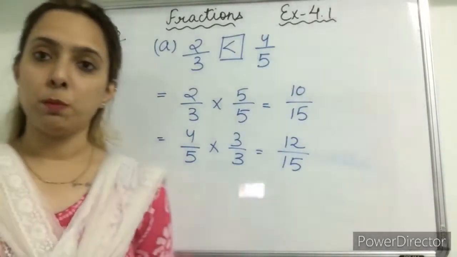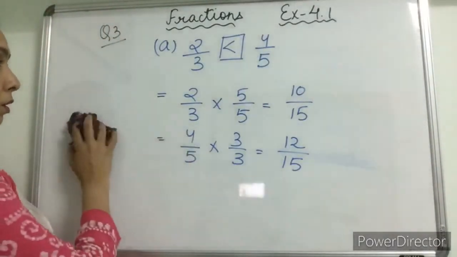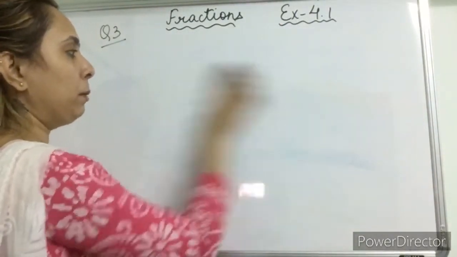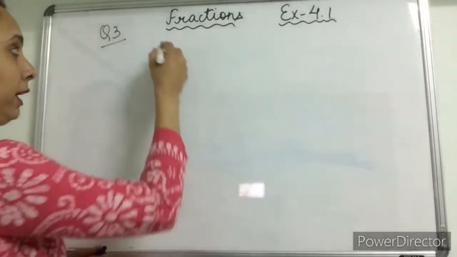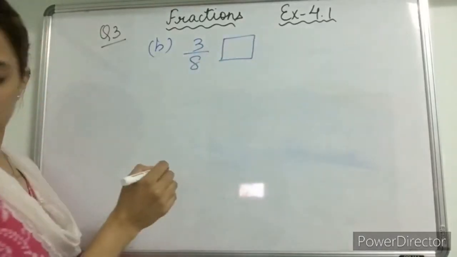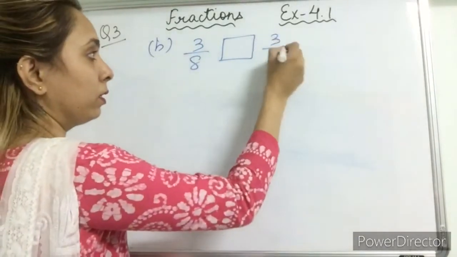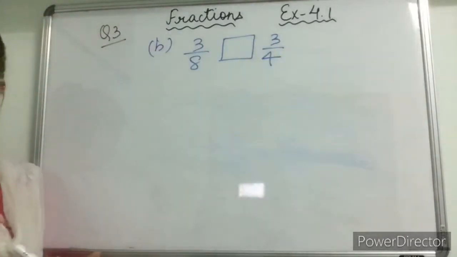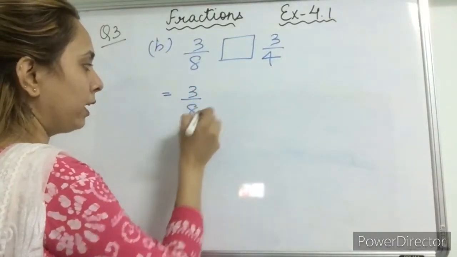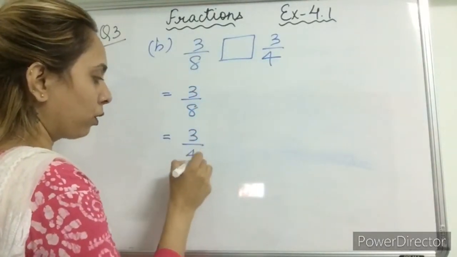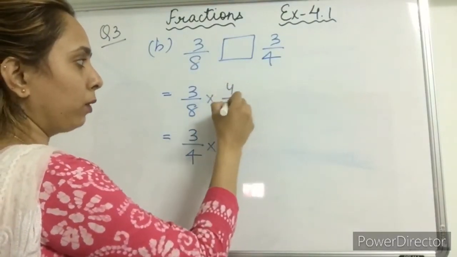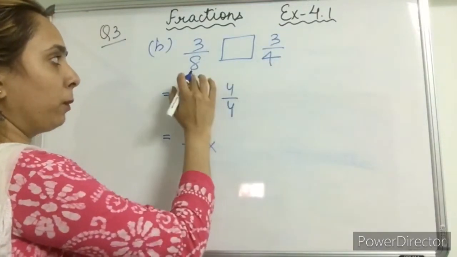So I would like to explain one more question from this, that is B part. B part says 3 upon 8 and 3 upon 4. This is the question. Now again I will write 3 upon 8 here first, and on the next line I will write 3 upon 4. So I will multiply this 3 upon 8 with 4 upon 4, and this 3 upon 4 will be multiplied by 8 upon 8.